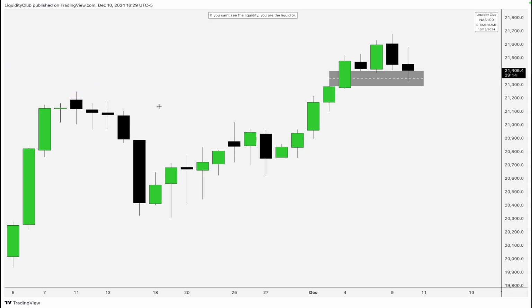Although based on what you know and based on the experience and knowledge that you have, you know price is going to be driving towards that buy side liquidity. But it doesn't mean that you need to be holding those positions until the buy side liquidity, because anything can happen in the markets.